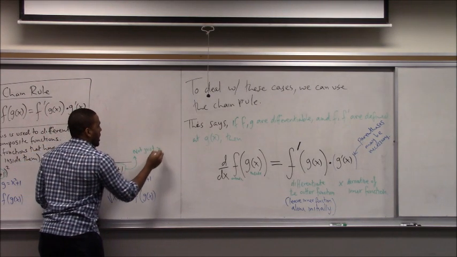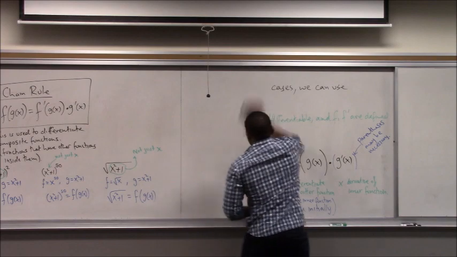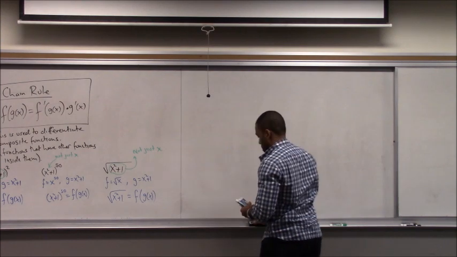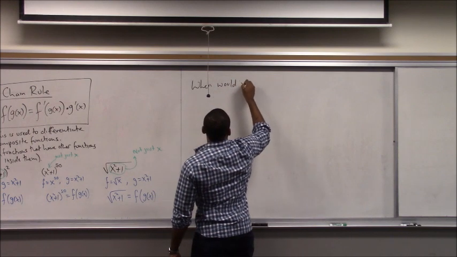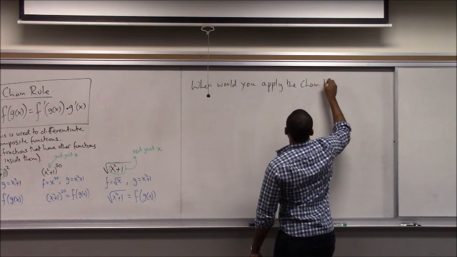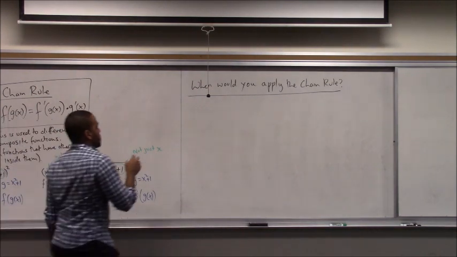And that's kind of going to be when you would want to use the chain rule. How do you know when this rule will apply as opposed to the power rule? It's when you have a rule, but the x in that rule is replaced with something else. So let's actually write that down. When would you apply the chain rule? Okay. Couple things here. One.